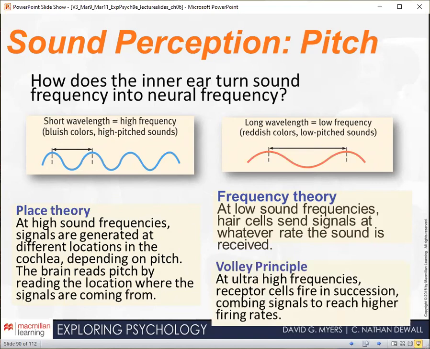And then we have the volley principle. At ultra high frequencies, receptor cells fire in succession, combining signals to reach the higher firing rate. So if there's a high rate of high frequencies, they will fire however many volleys, like 1, 2, 3, however many volleys to get to the equivalent firing rate. So these are a variety of theories that seem to be in place to help us to interpret the pitch of the sounds around us.